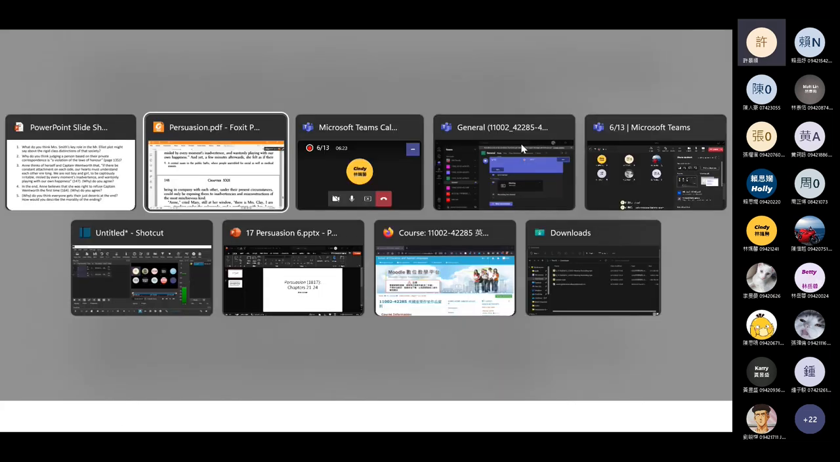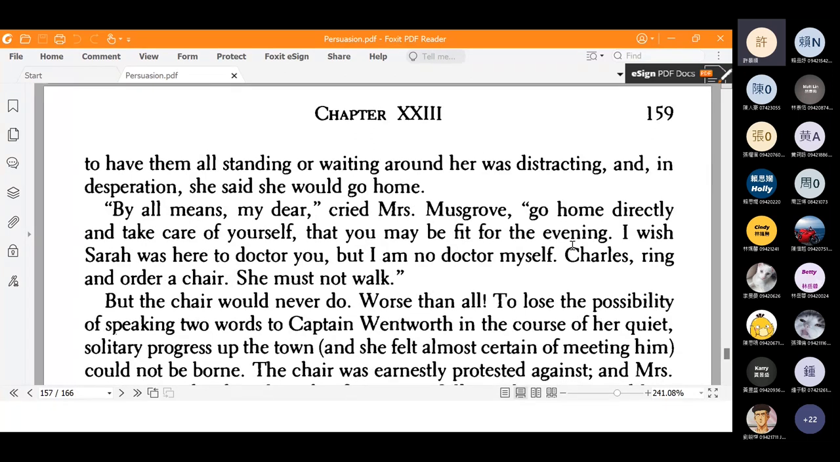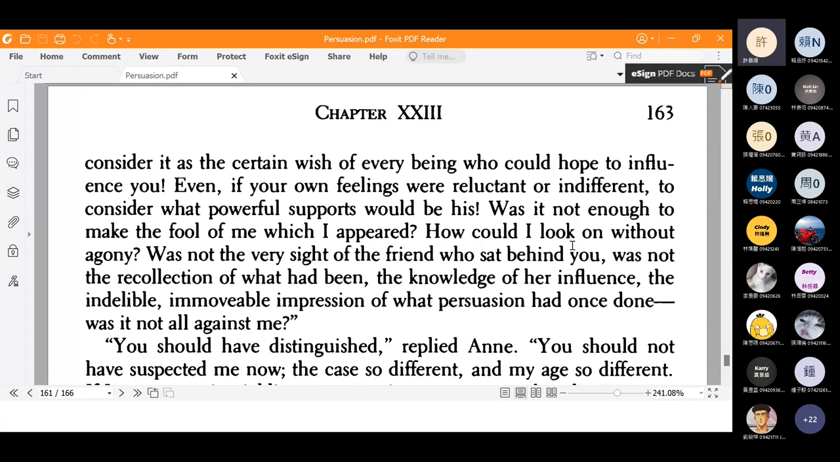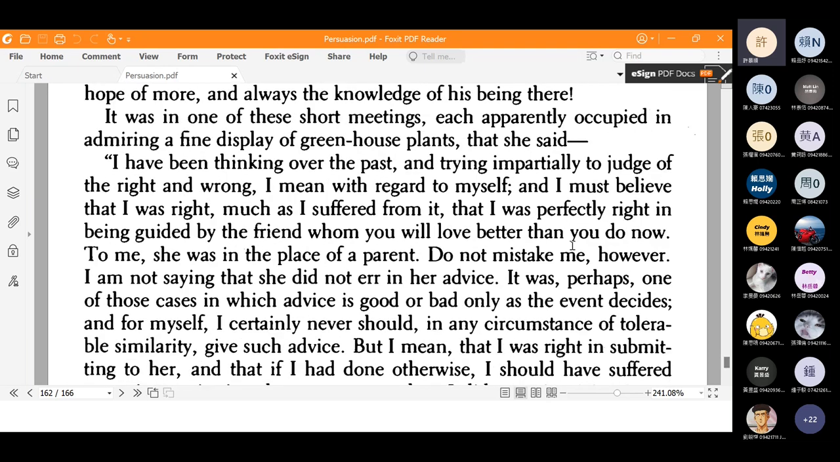So at this moment, Anne and Wentworth, if you remember from the movie or from having read this part, during that gathering, Anne is talking with Harville about Benwick and about how Benwick seems to have forgotten his fiancée. And Anne says something about how women who truly love a man never forget and never stop loving that man. And Wentworth overhears her. And so he realizes that Anne still loves him.